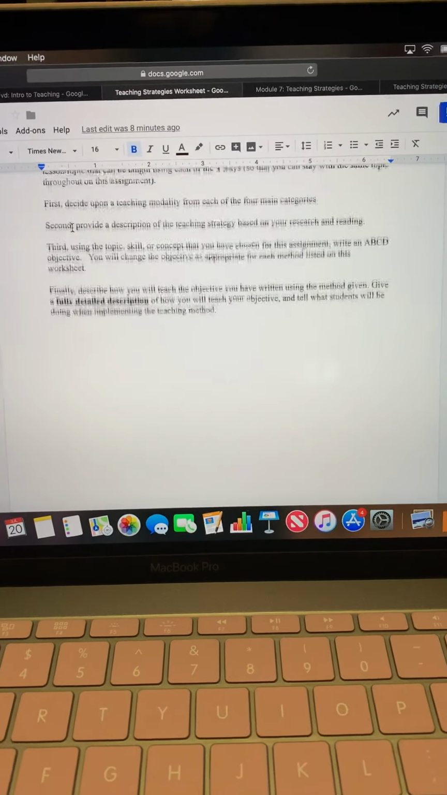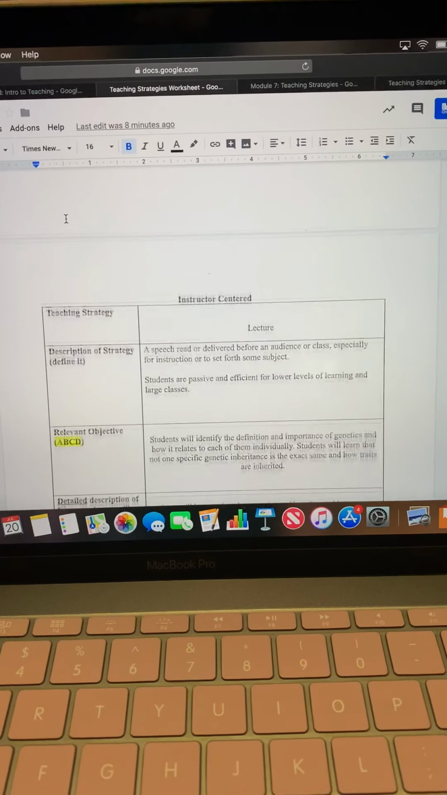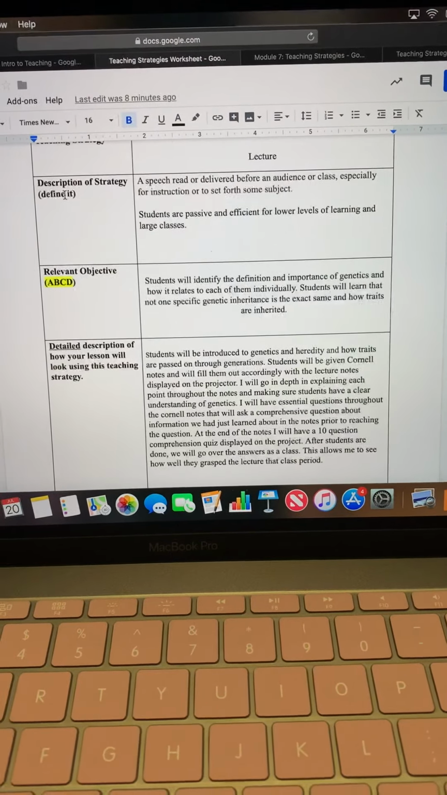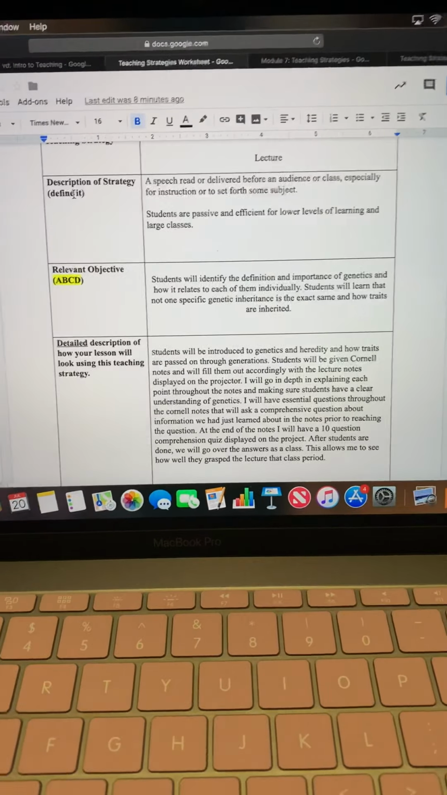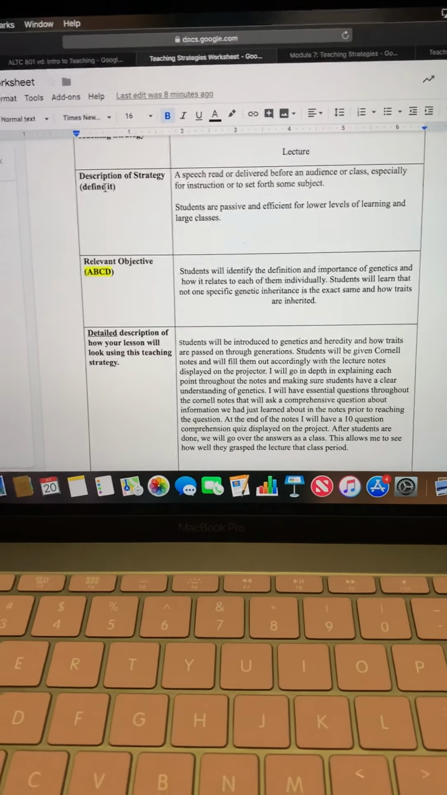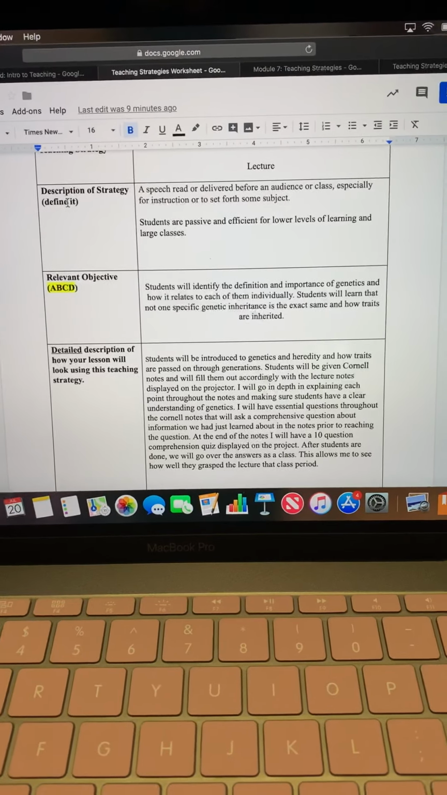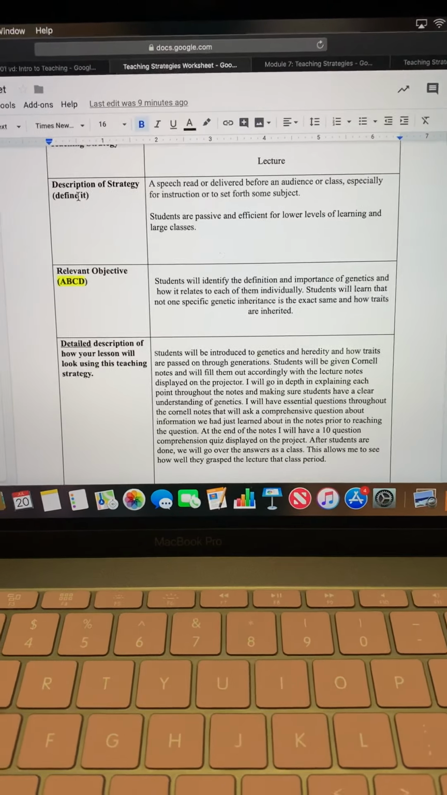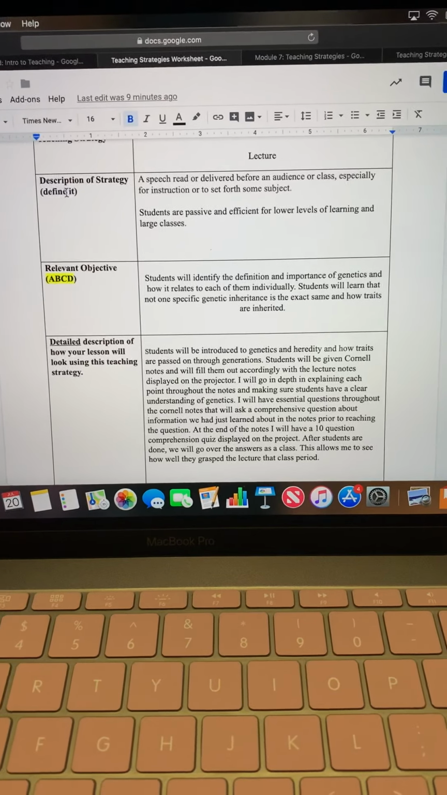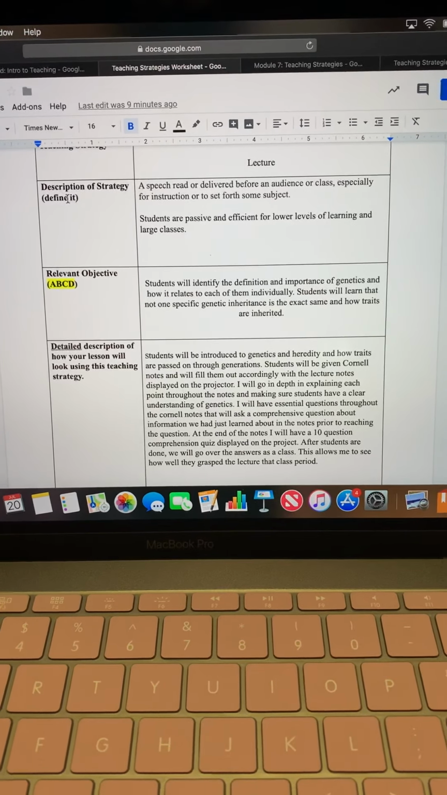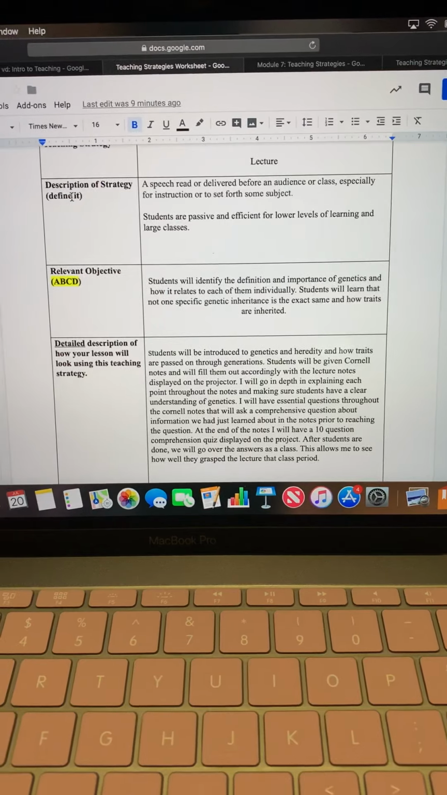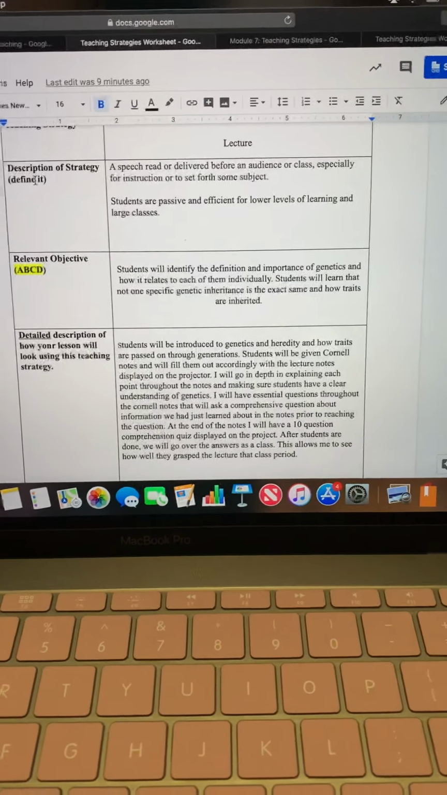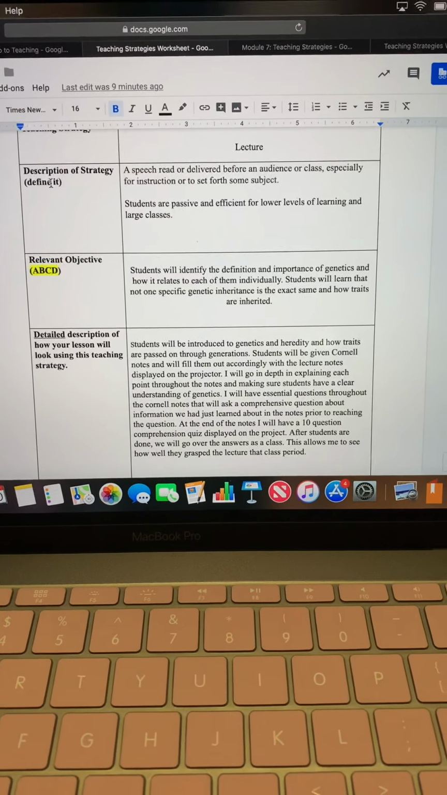The first teaching strategy I picked was lecture. I like to do this with my kids, especially when they aren't familiar with a subject, and I do like to use Cornell notes because I feel like it gives them more time to focus and they can pay more attention to the lecture instead of having to write everything down word for word. If they can just write the keywords into the notes, I see that they really enjoy it too because they can spend more time listening to me and asking questions if they stumble upon something they really don't understand.